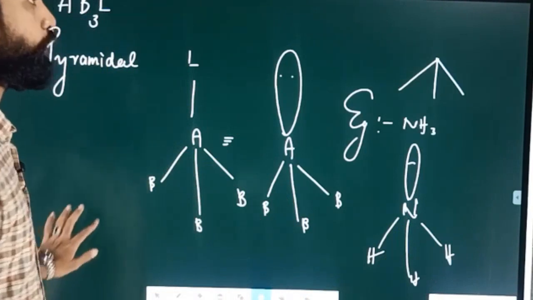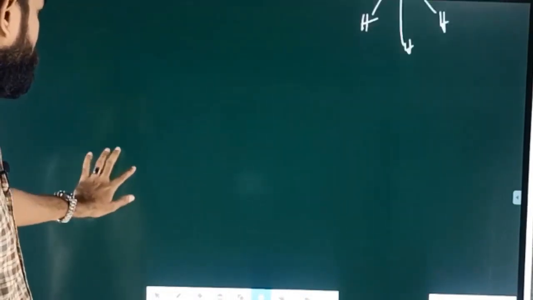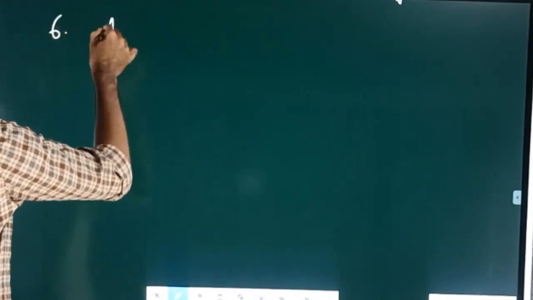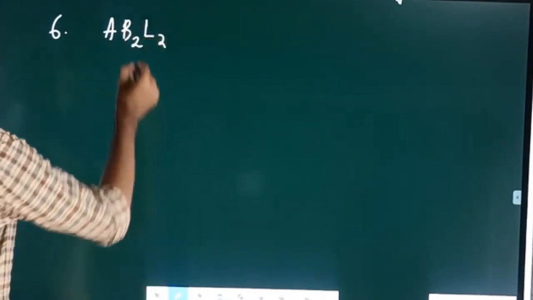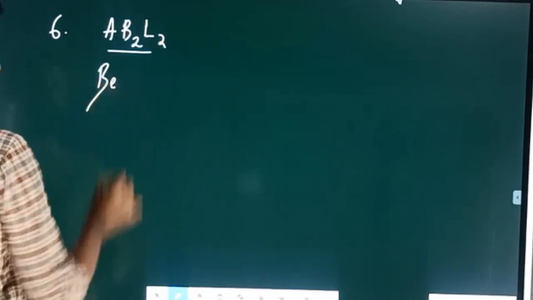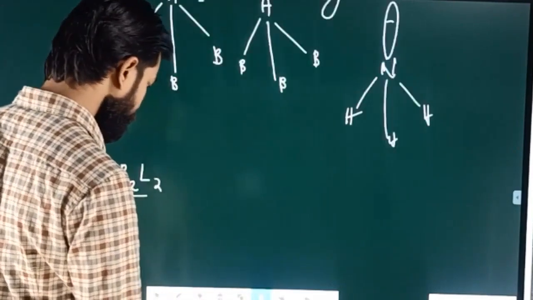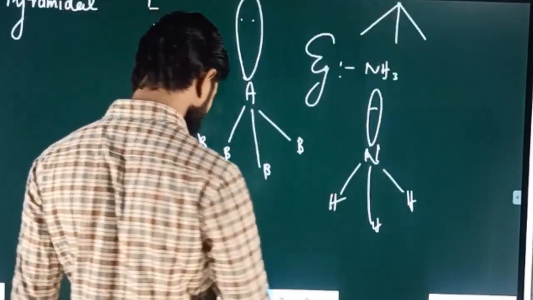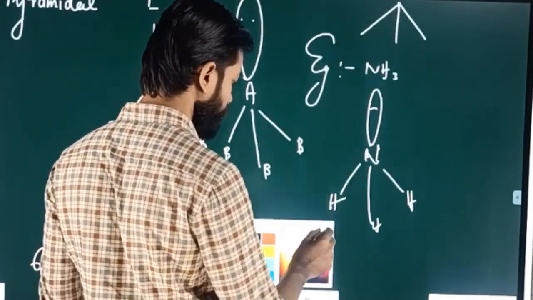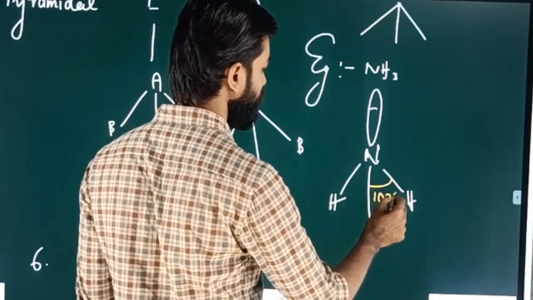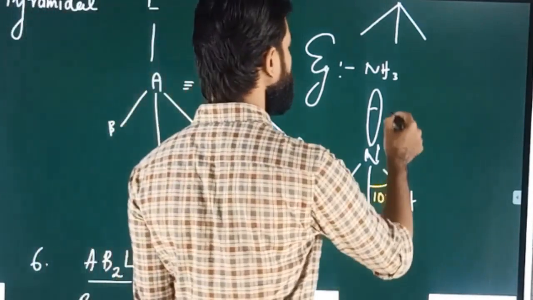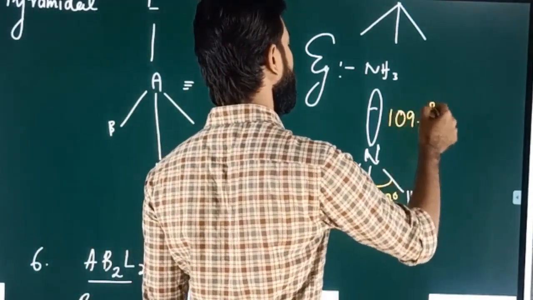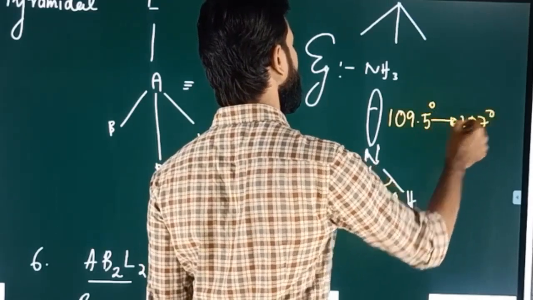So moving to the next, number 6, AB2L2. Before that, in the case of ammonia, the bond angle is 107 degrees. Actually, the expected bond angle in the case of tetrahedral is 109.5 degrees. So the 109.5 degree bond angle is reduced to 107 degrees.